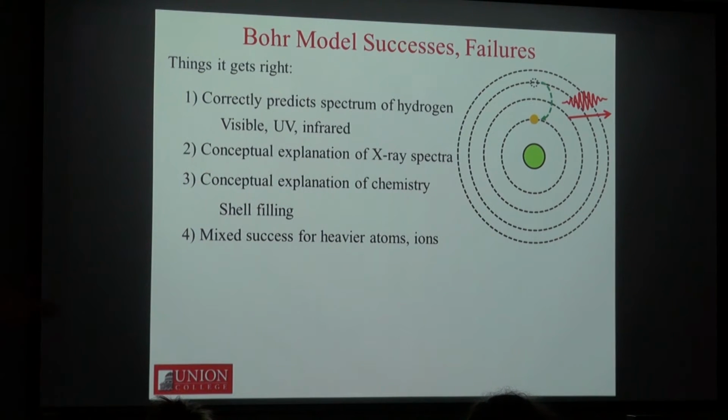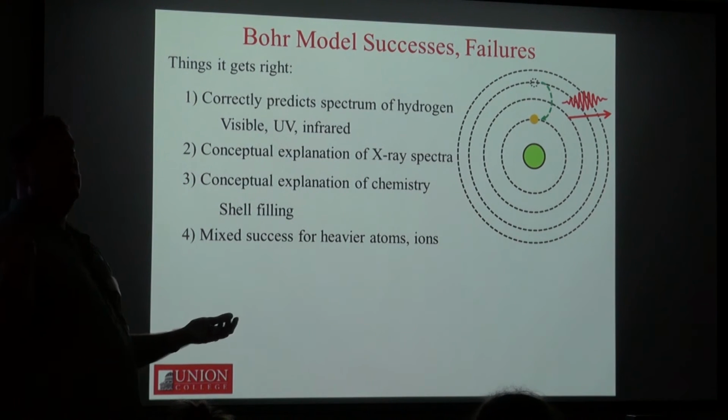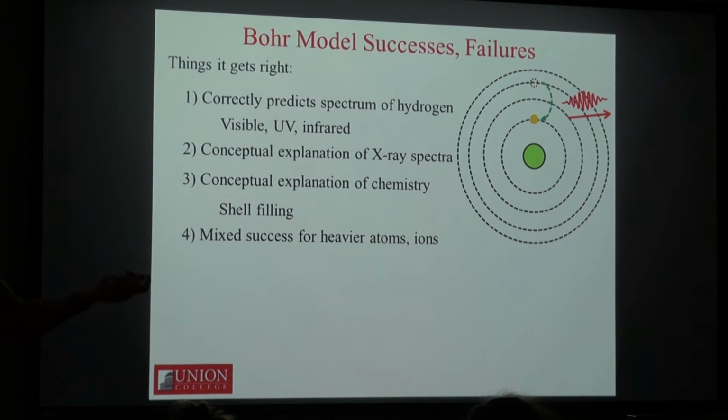It sort of kind of works for heavier atoms. If you try to explain helium with it, you can't get all of the lines in helium. But if you look at ionized helium, where you take 1 electron off of helium, then it works great. And it's the same thing for any other atom. If you strip off most of the electrons, you get a spectrum that you can explain beautifully with the Bohr model.